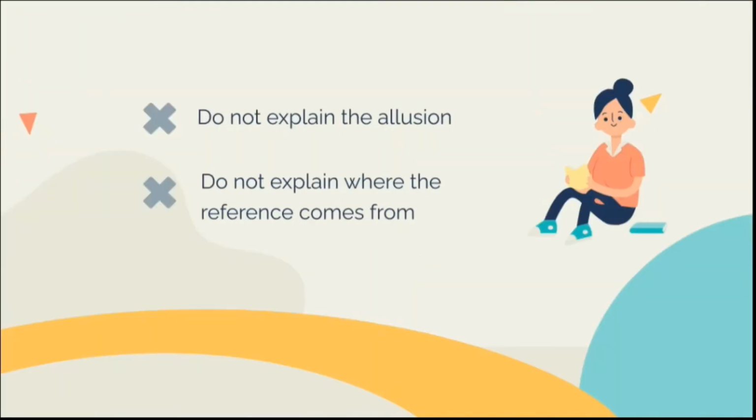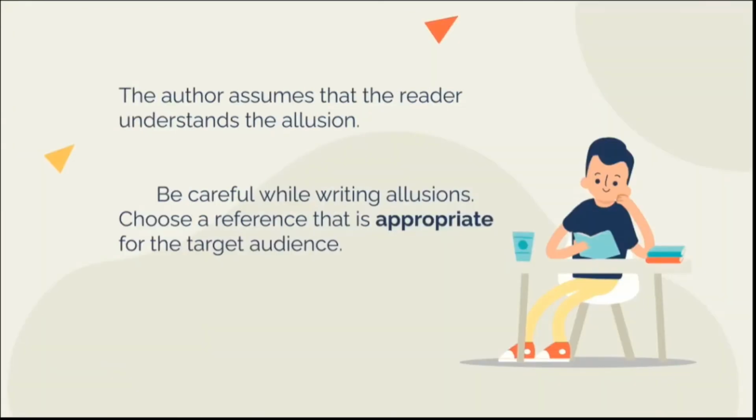Here are some don'ts to writing allusions. Do not explain the allusion, since the point of an allusion is to make the reader figure it out for themselves in a way. Explaining the allusion defeats its purpose. Do not explain where the reference comes from, because again, giving too much information defeats the purpose of the allusion. The author assumes that the reader understands the allusion.